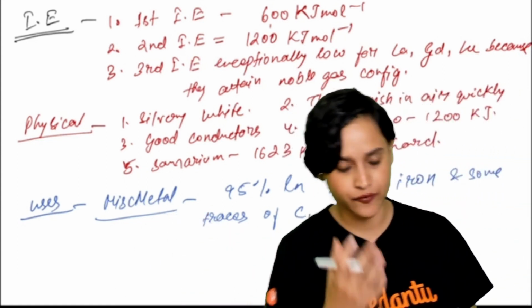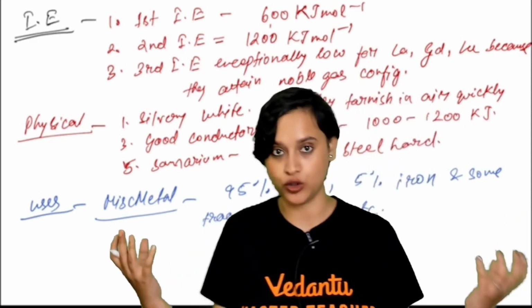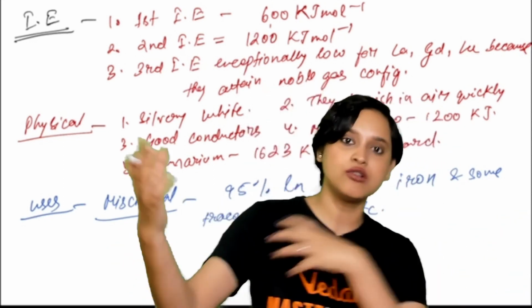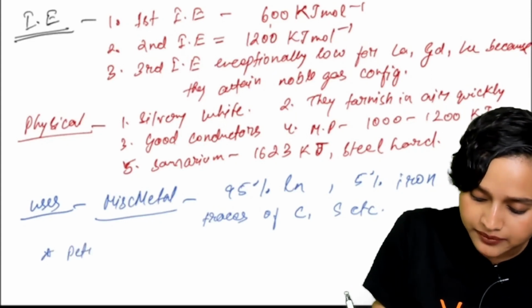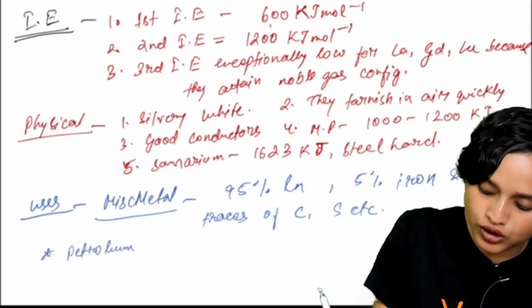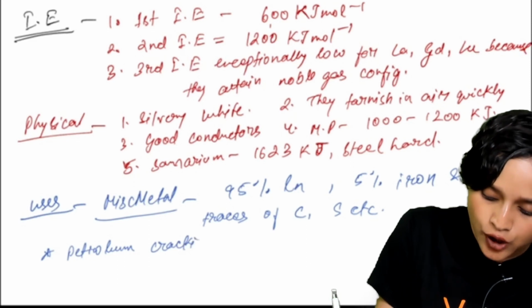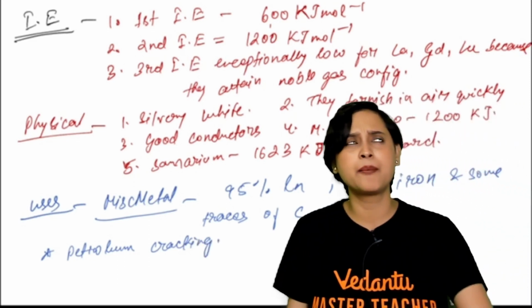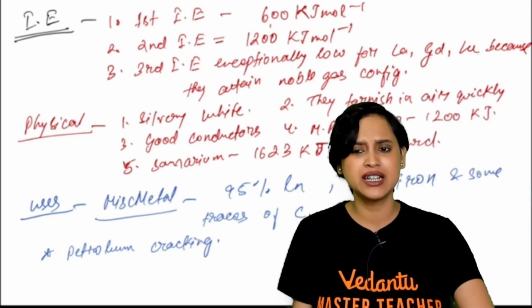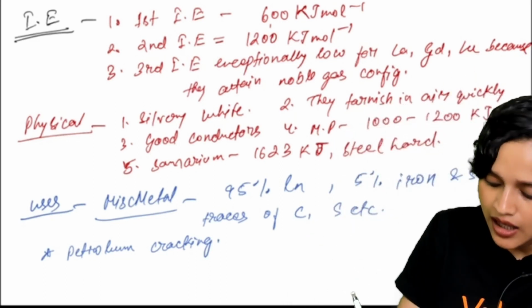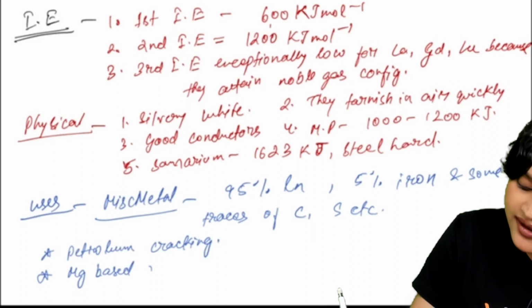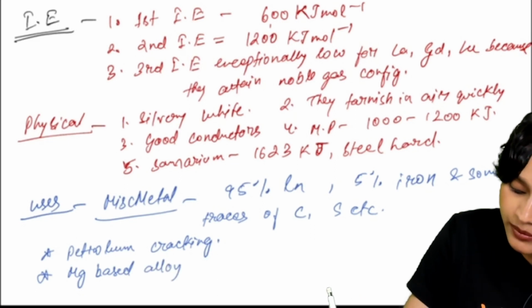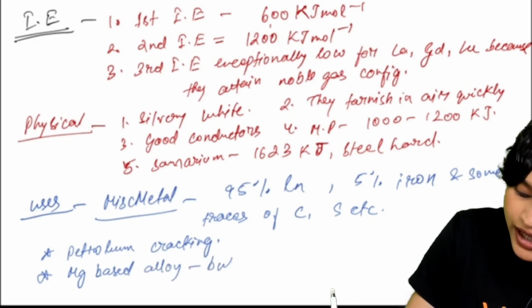Once you get products from petroleum, you get many products, right? So you have to break it down. You don't get everything as it is, right? So it is used in petroleum cracking. Apart from that, with magnesium, a magnesium based alloy is used to make bullets.